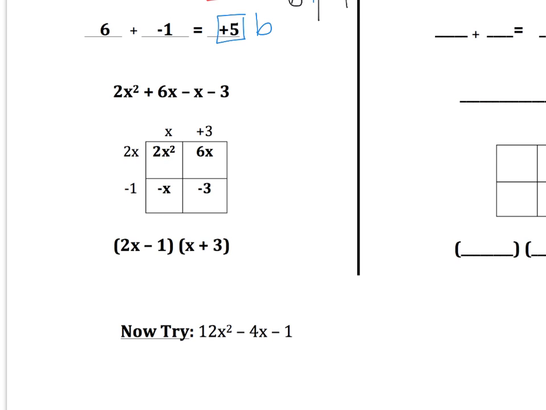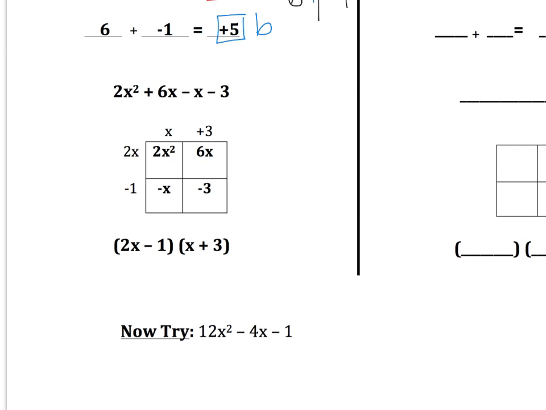Now 2x to the power 2 and 6x. This is 2, this is 6. 2 is divisible by 2. 2 divided by 2 is a 1. And 6 is also divisible by 2. 6 divided by 2 is a 3. So I know that there's a 2 in common.